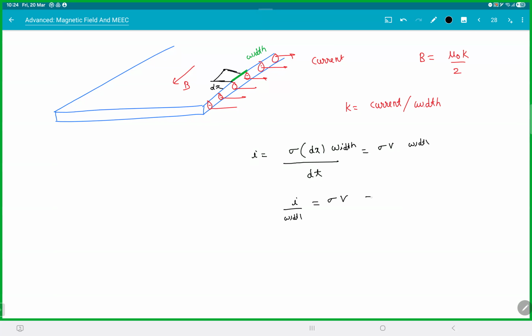That's it. So the kk value is sigma v. So basically this is mu naught sigma v by 2. Clear with this? Magnetic field आ गया. बस हो गया equation then.